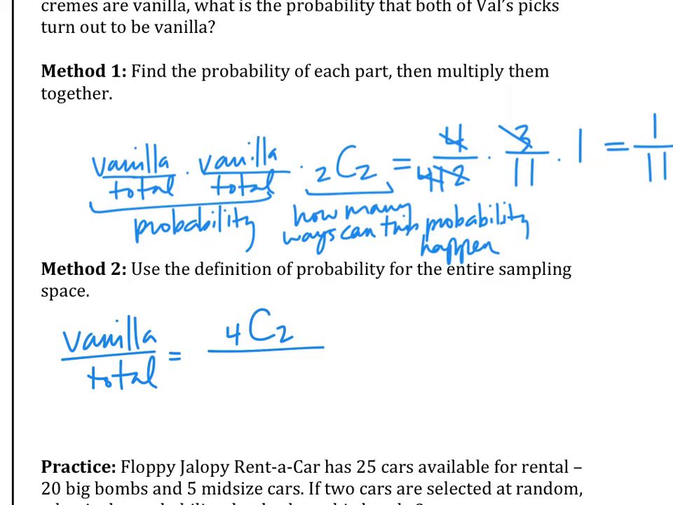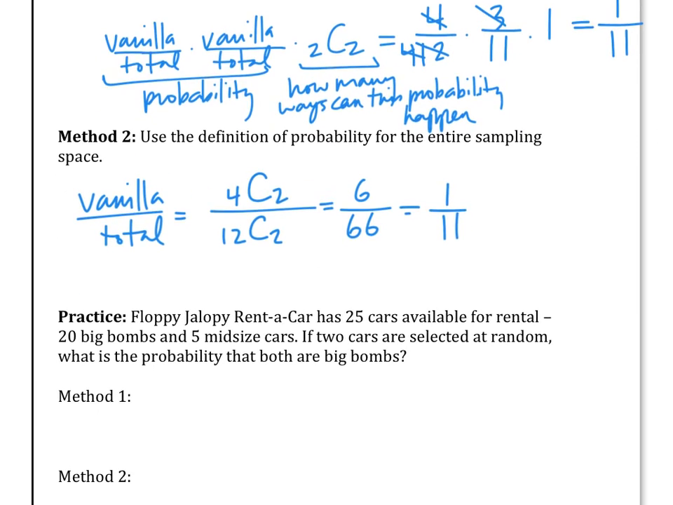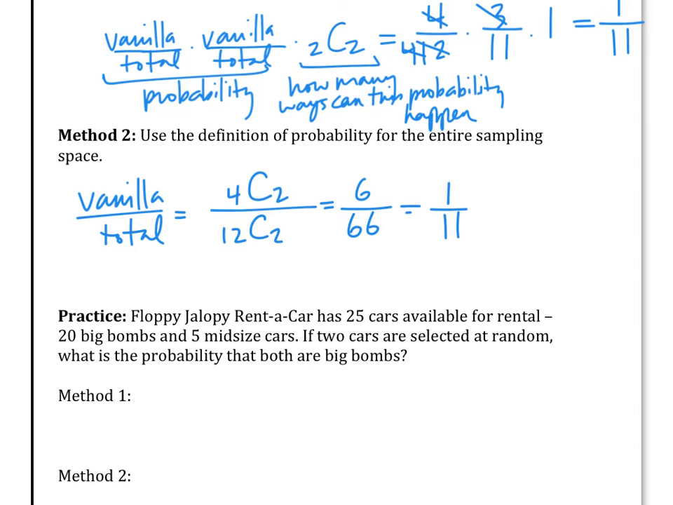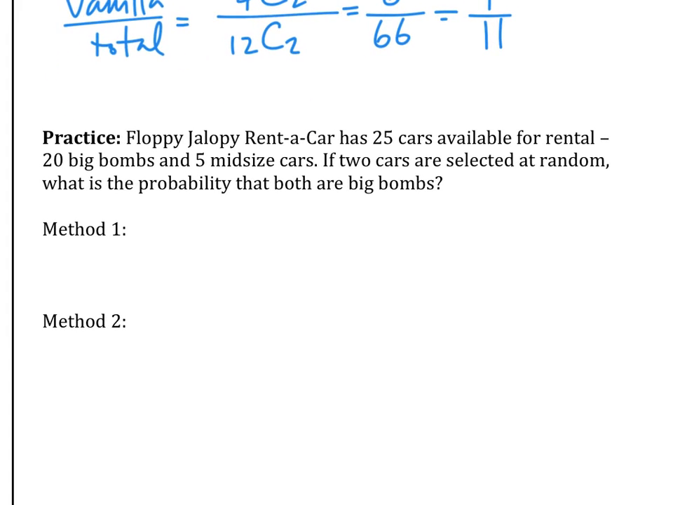But what is the total? Total is how many ways can you pick 2 things out of 12 things possible? So 12C2. So then let's use our calculator and calculate this. This is 6 out of 66, which is 1 out of 11. So we get the same answer no matter how we calculate. So let's have you guys try this one. So pause the video, try it, and then come back and write the answer.